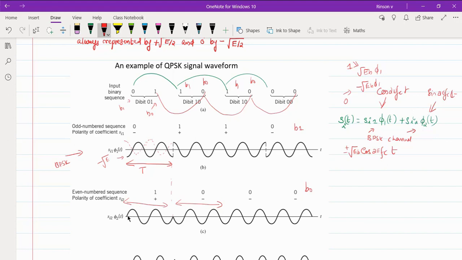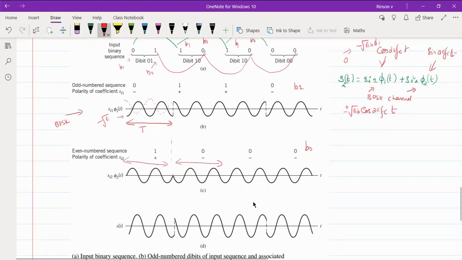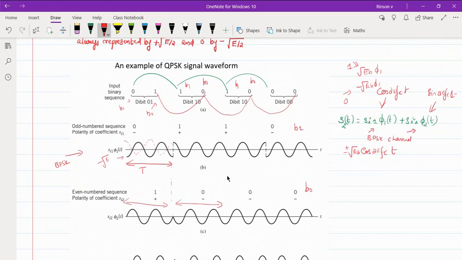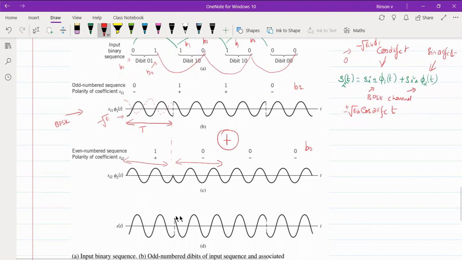Minus sine. So in this position you have 1, in this duration you have 1, so you'll be sending a sine. Here you have 0, then you send an inverted sine. Again here you have a 0, so you send an inverted sine. Again 0, so you have an inverted sine. What you have to do now is simply add these two together. This one plus this one will give you this, and this is the QPSK signal.